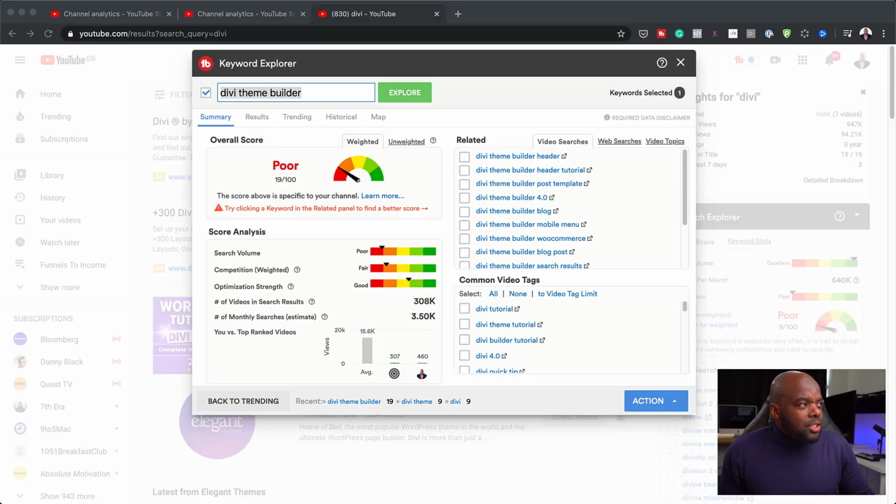In fact, let me show you what I mean. If I come over here and I do Divi Theme Builder, you can see here it's poor. No matter how many videos I create about Divi, it's not going to give me a lot of results because the search volume here is quite low and the competition is okay. And also the optimization strength is good. But in terms of a keyword to really go after, it's quite difficult.